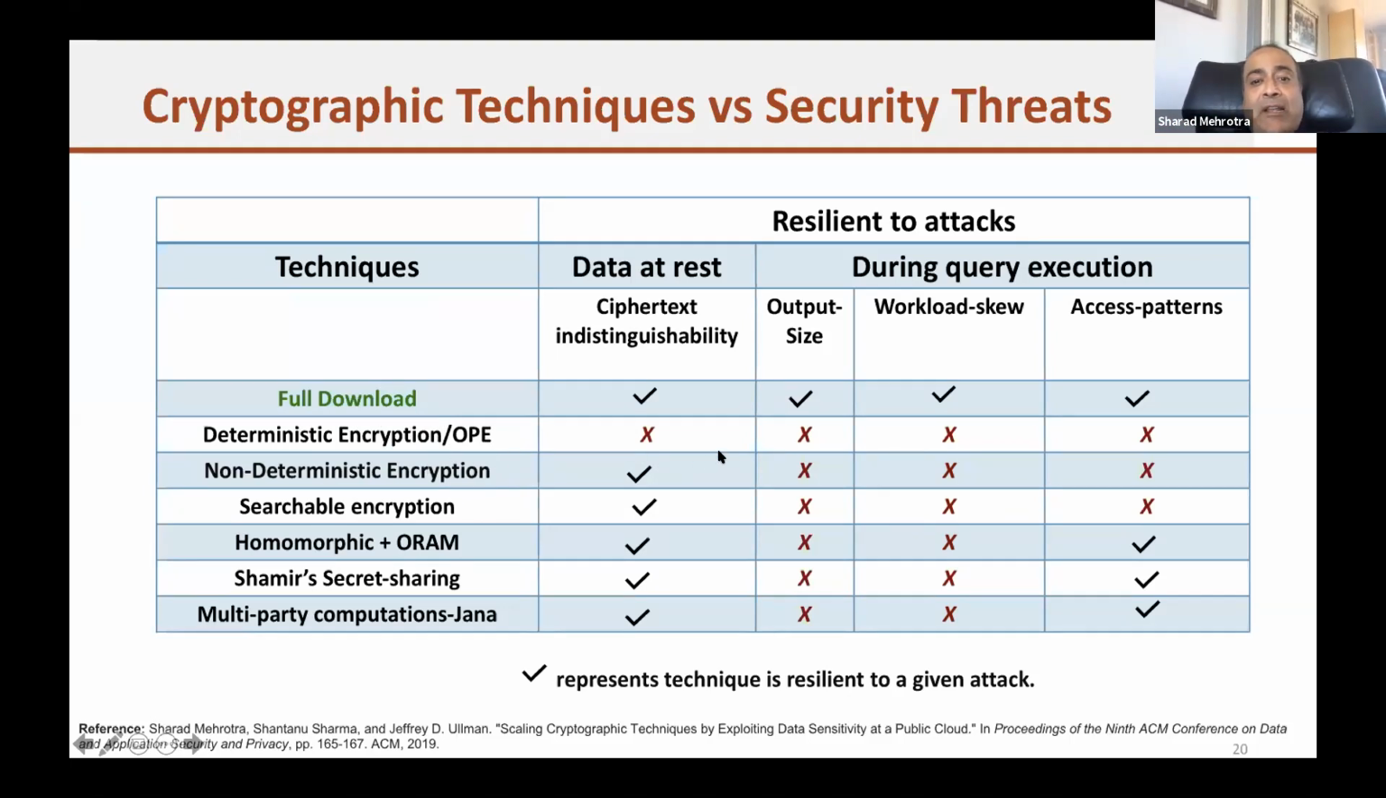Then you have non-deterministic encryption techniques, and searchable encryption techniques are non-deterministic. So they offer ciphertext indistinguishability, but they may not be secure against other attacks, and so on. The most secure executions are things like multi-party computation. They are secure for data at rest. They are also secure against access pattern attacks, but they are vulnerable to output size attacks and workload skew attacks. So if you have to be really guarded against output size attacks or workload skew attacks, you'll have to add some more stuff to these algorithms to make them even more complex than they are.